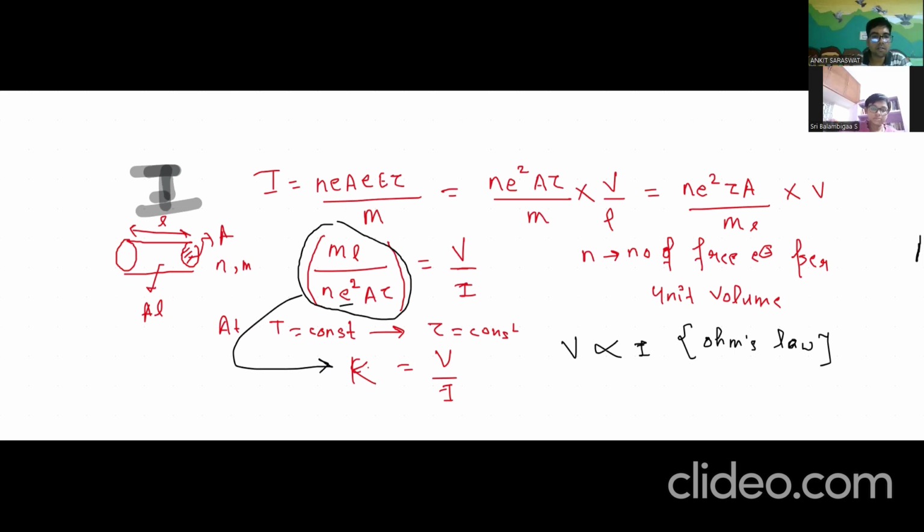Now next thing. If I ask, V proportional to I, Ohm's law. If I draw a graph of V versus I at constant temperature, it will be a straight line for Ohm's law. What is the relation? Tell me, what is the value of K?